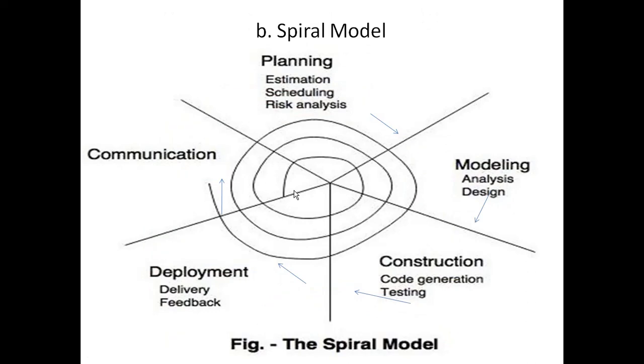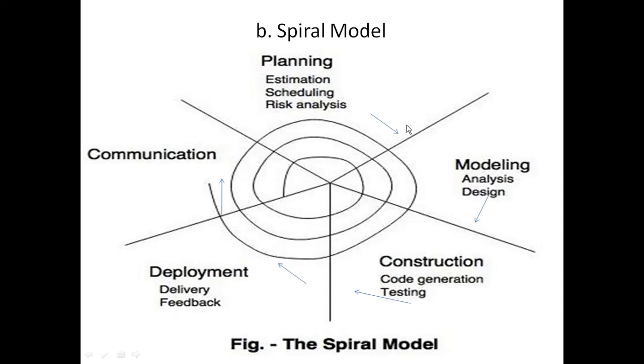Next is the spiral model. The spiral model is as shown. It starts with the communication phase from its center, and after completing communication, it goes to the planning phase, then modeling, then construction, then deployment. After deployment, if there is some feedback, again communication is done, and again planning, then modeling, construction, and so on. So it tells us that we started at a particular point, that is communication, and we have again reached the same part, communication.